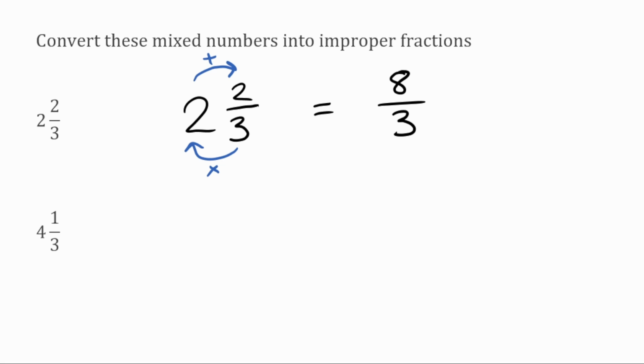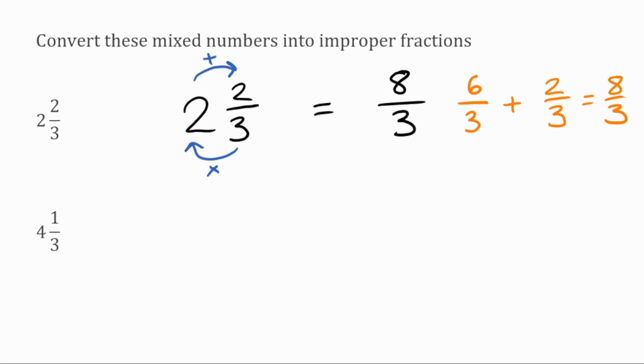Another way we can visualize this is to say, well, we're still dealing with thirds, so we know we've got 2 and then 2/3. So 2, I want to write as a fraction over 3. So we can write 2 as 6 over 3 because 6 divided by 3 is 2. So we've now got 6 over 3, add 2 over 3, which gives us 8 over 3.